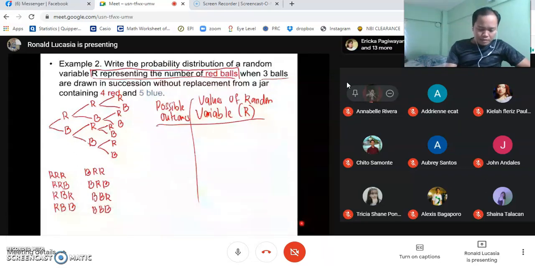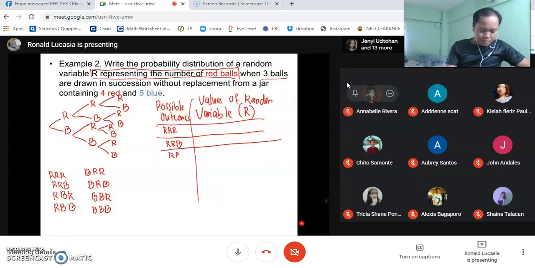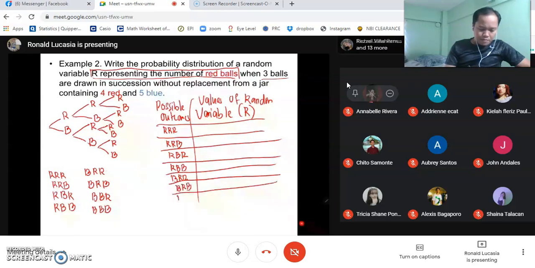So possible outcomes, we have red, red, red; red, red, blue; and then red, blue, red; red, blue, and blue; blue, red, and red; blue, red, and blue; and then blue, blue, and red; and then blue, blue, and blue.